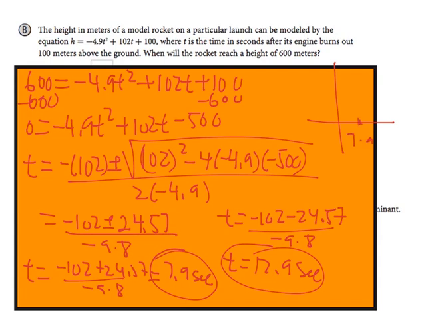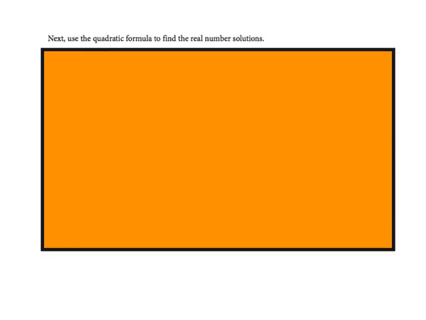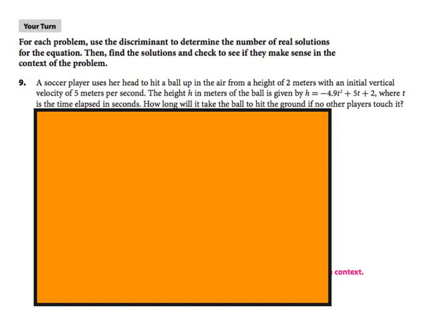At 7.9 seconds the rocket is on its way up, and at 12.9 seconds the rocket is on its way down. So both of these distances are 600 meters above ground. Okay. All right. So let's see.